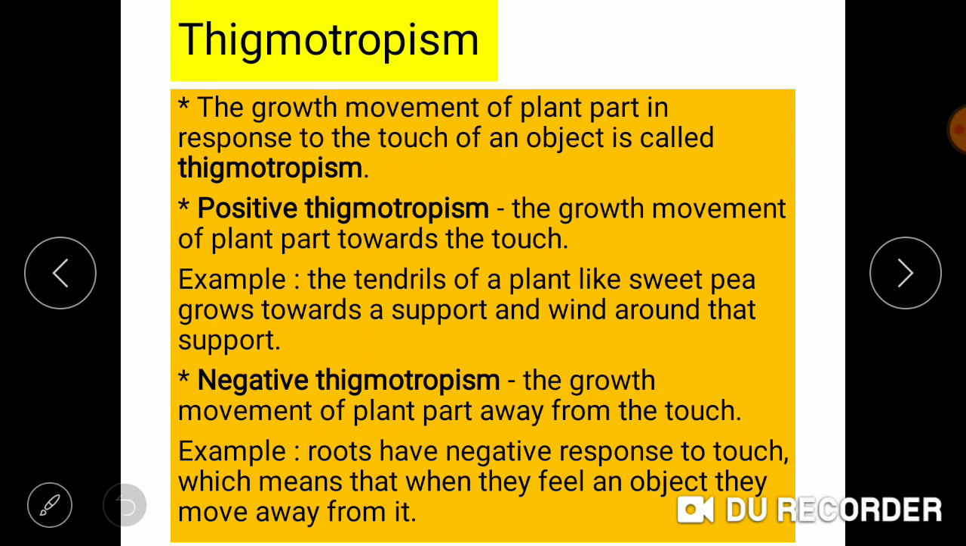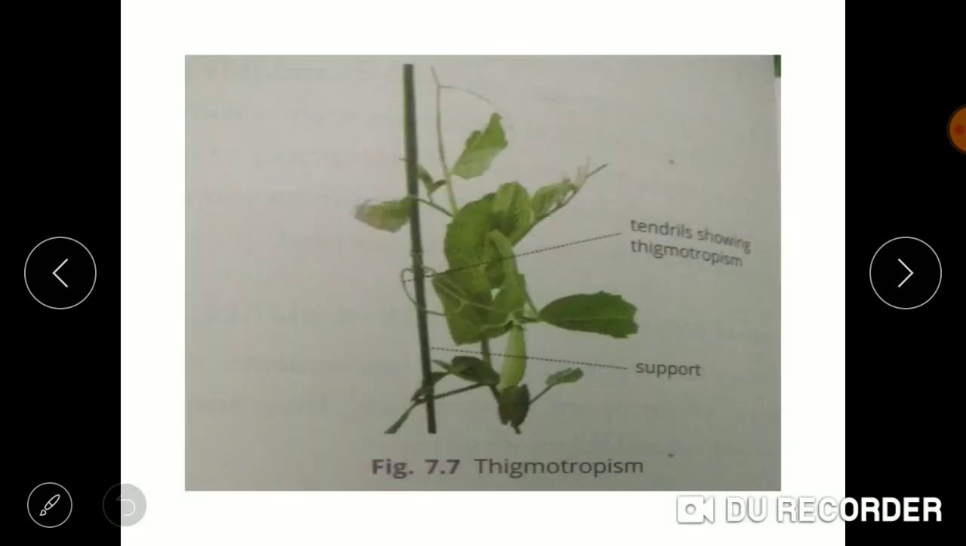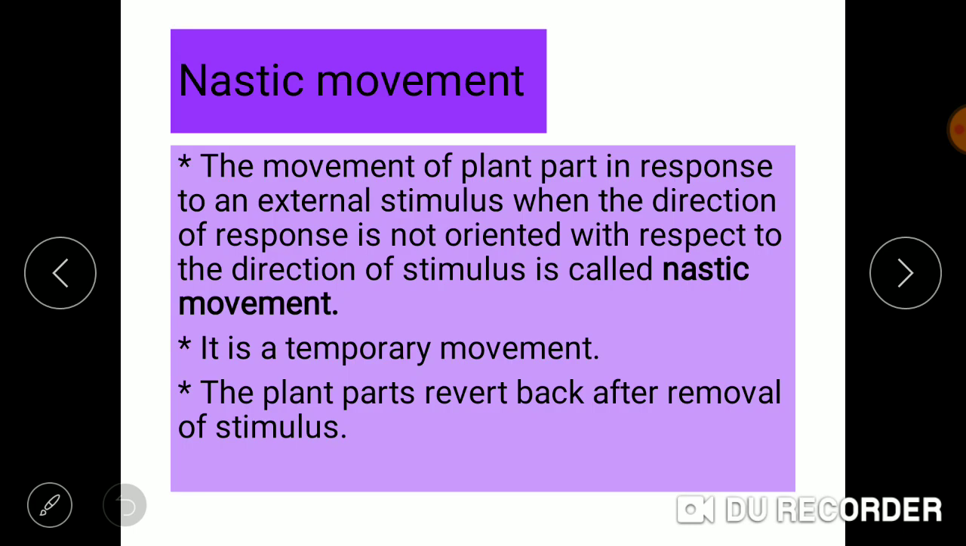Now, the example of negative thigmotropism is the roots, which show a negative response to touch. When they feel an object, they start moving away from it. The roots of the plants start moving away from the object whenever they feel the touch. Now we are finished with the tropic movement.